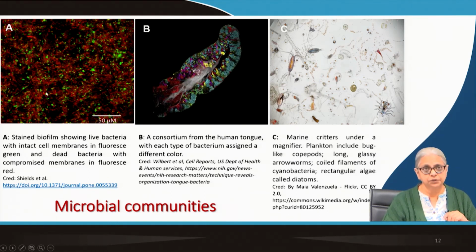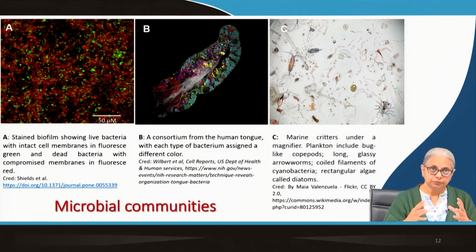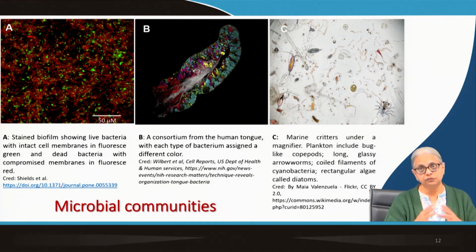Then you have stained biofilm. So here you have a stained biofilm, and this particular biofilm has been stained with a fluorescent dye, and these dyes will fluoresce green if the cell membrane is intact. So you can see that if the cell is intact, it will fluoresce green, and the ones that have damaged cell membranes, they are no longer living, and therefore they are fluorescing red. So we use this kind of technique in fluorescence microscopy sometimes to differentiate between living cells and dead cells.